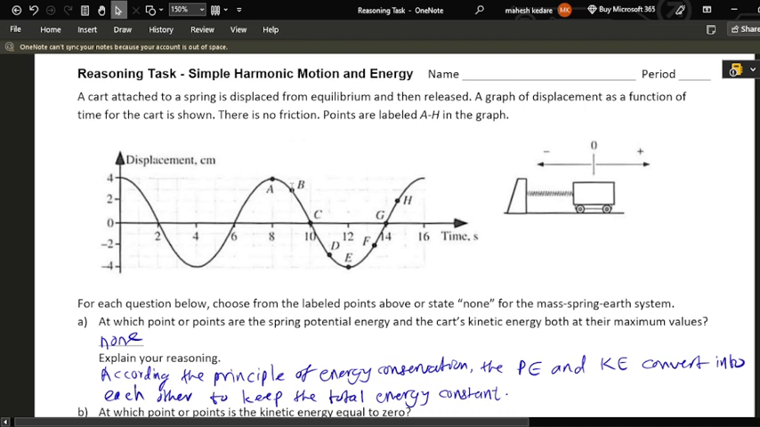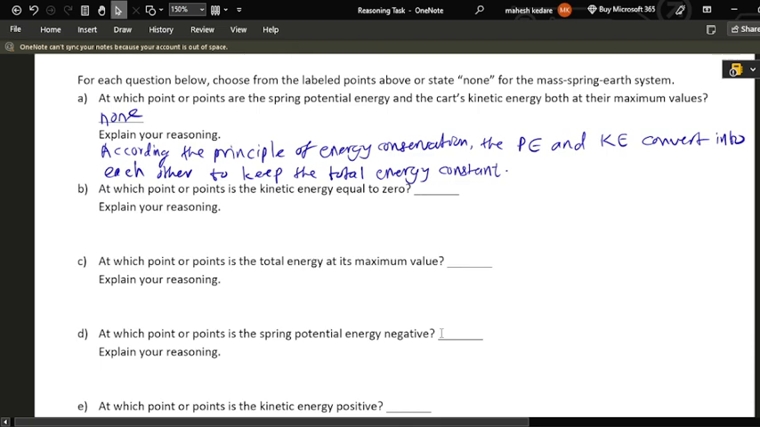So if you look at the graph, point A represents maximum displacement from the mean position. And this happens at the moment of 8 seconds. Point A represents maximum displacement on one side of the equilibrium position. Point E represents maximum displacement of the same magnitude on the opposite side. It is at points A and E that the kinetic energy will be zero.